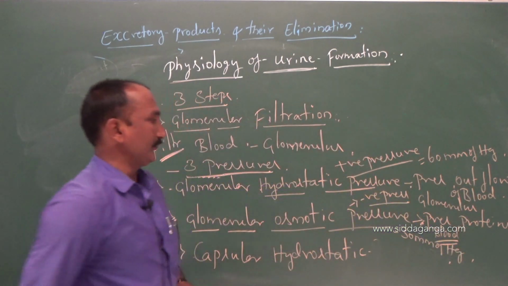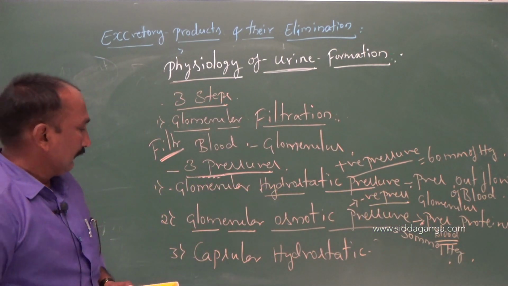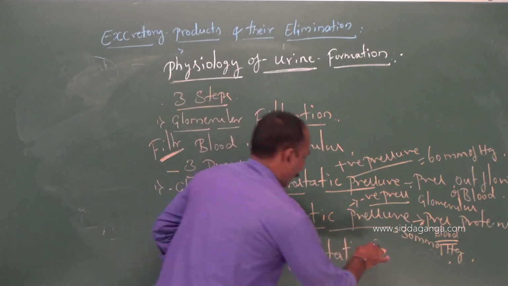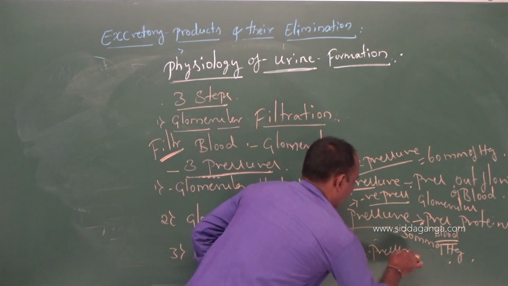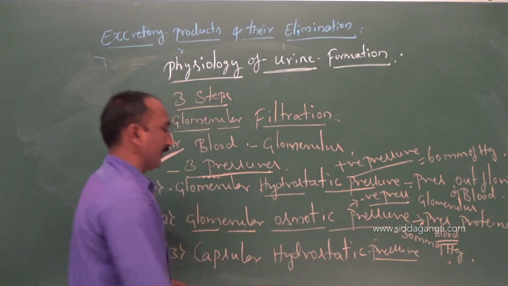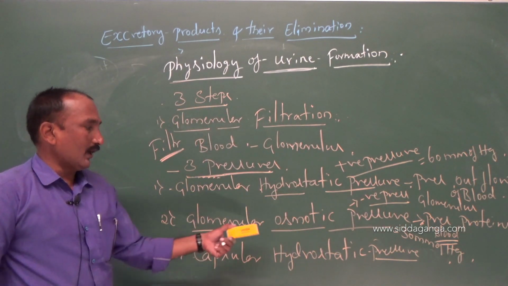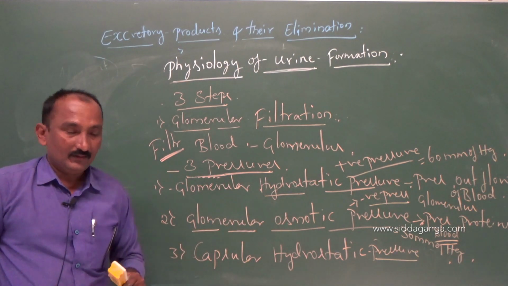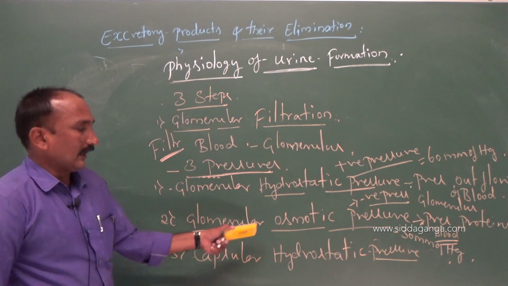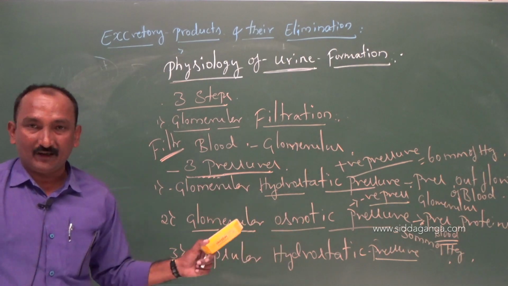30 mm of Hg. That is, the glomerular osmotic pressure is about 30 mm of Hg. Okay. Then lastly, capsular hydrostatic pressure. What is this capsular hydrostatic pressure?